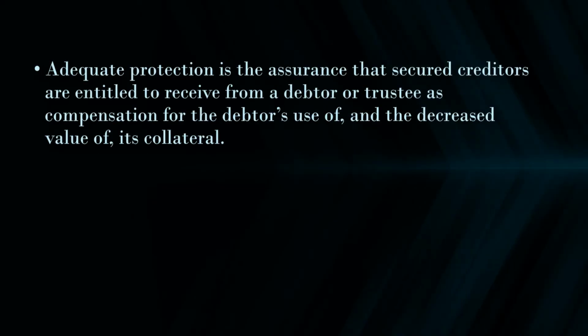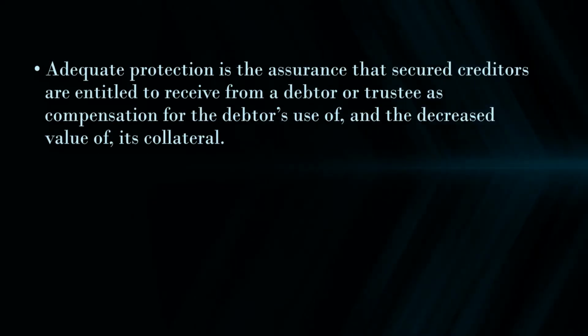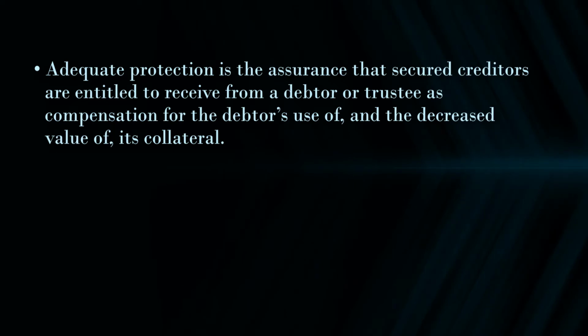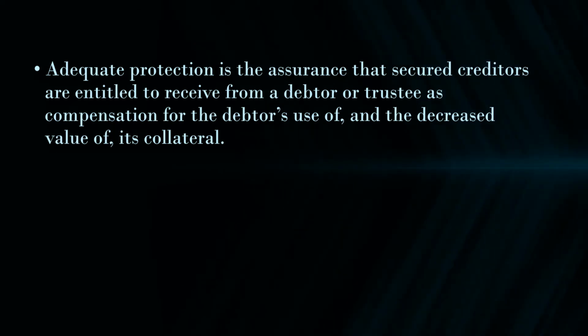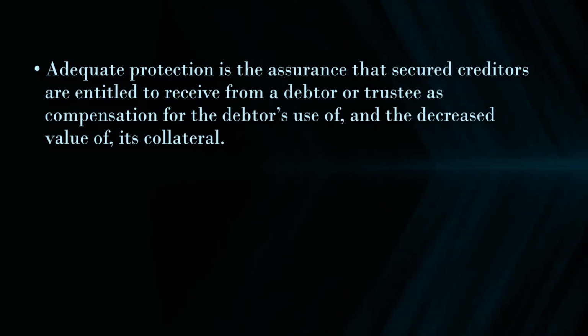If the secured creditor does not receive adequate protection, then that is something that the secured creditor should file a motion to seek relief from the automatic stay to recover its collateral. And unless that collateral is necessary to an effective reorganization, not receiving adequate protection should be grounds to receive relief from the automatic stay to recover that collateral. Adequate protection is the assurance that secured creditors are entitled to receive from a debtor or trustee as compensation for the debtor's use of and the decreased value of its collateral.